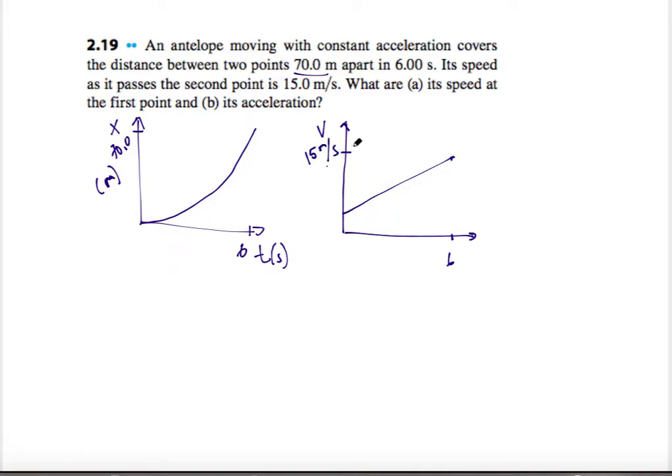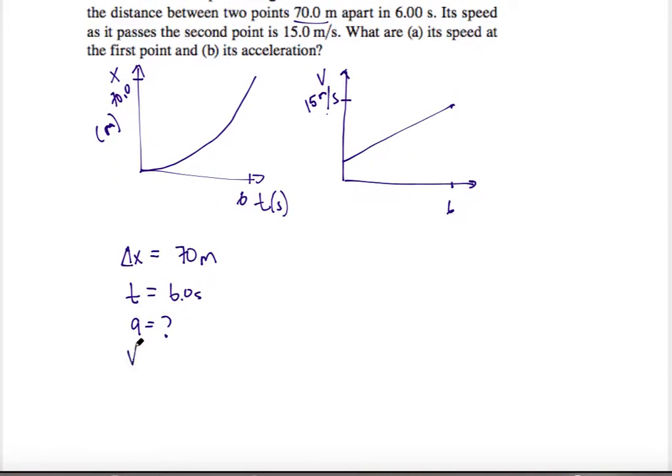So I'm looking for a few things here. I have a distance, rather a displacement, which is 70 meters. I have a time, which is 6 seconds. I have an unknown acceleration. And I have a known final velocity. I will also point out that I have an unknown initial velocity. So out of these 4 things, I want to start off by finding the speed at the first point. So I would like to find v naught.